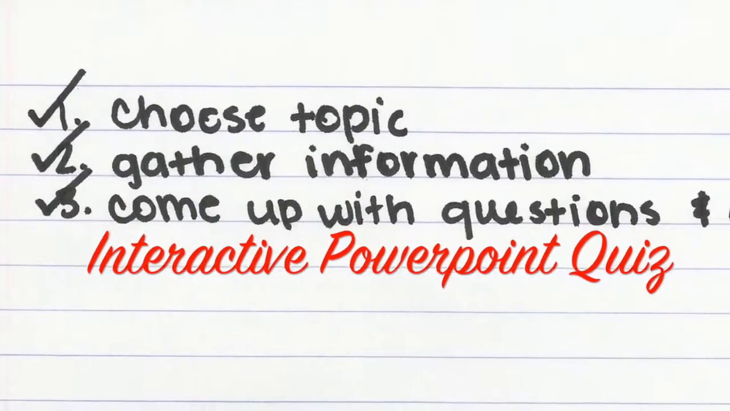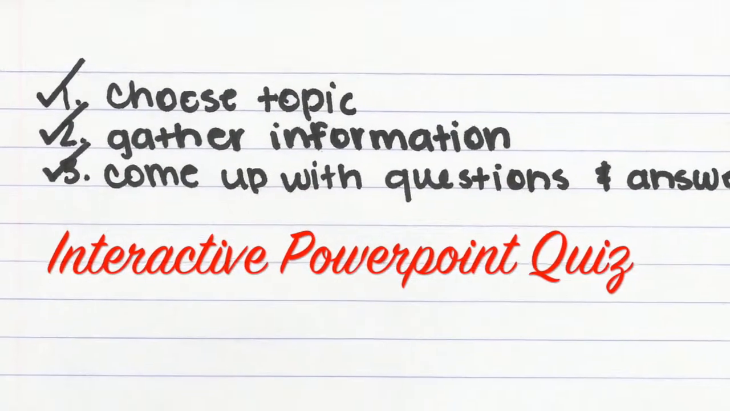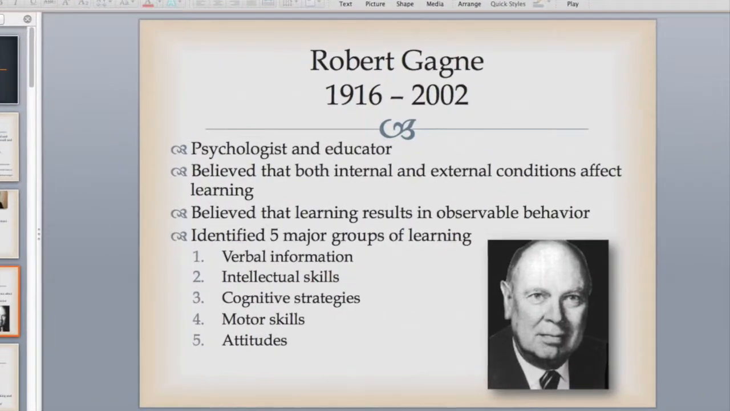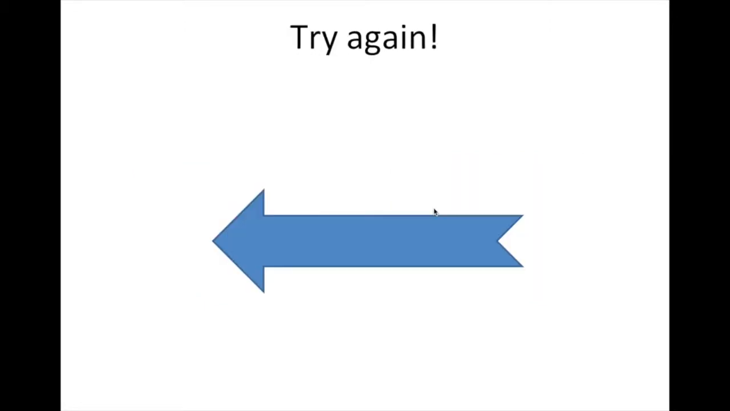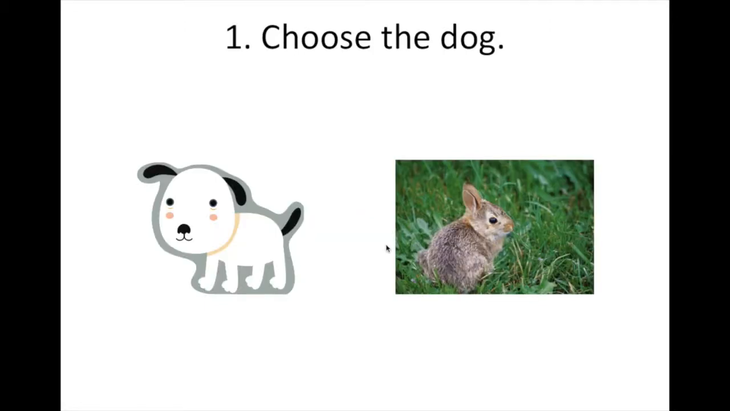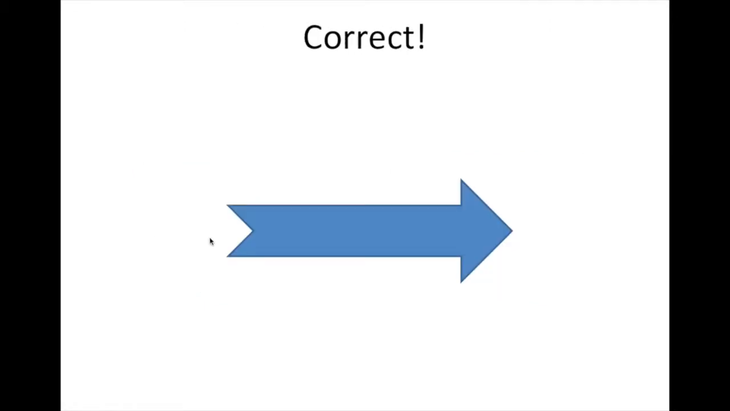For this PowerPoint quiz, the simple part was choosing the topic from the book, gathering information, and actually coming up with the questions and answers. The troubling part is having to create the interactive quiz itself. The quiz has to have action buttons and at least 4 out of the 6 requirements listed by Dr. Campbell.